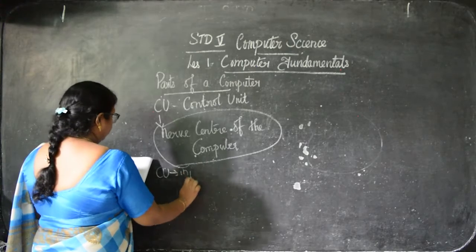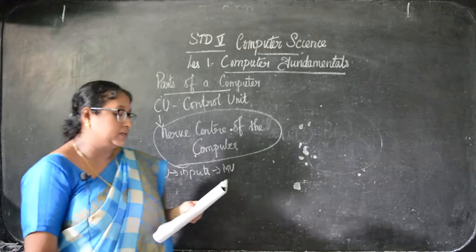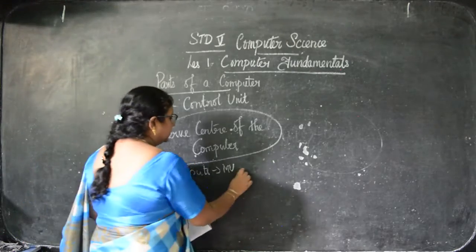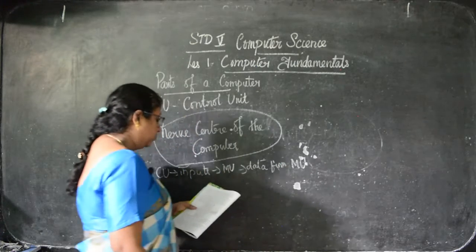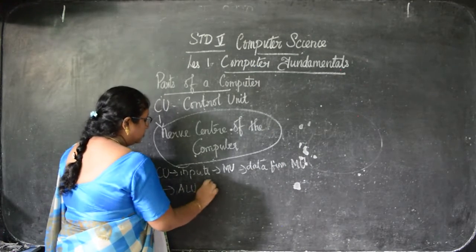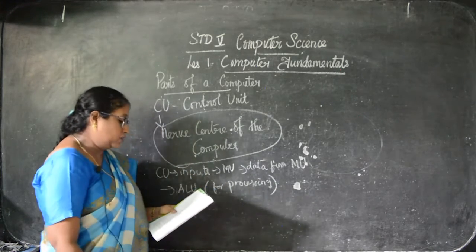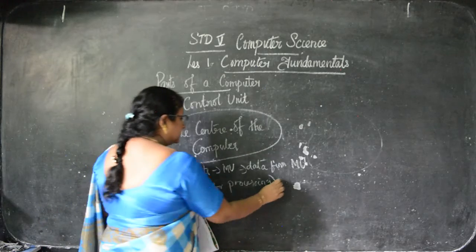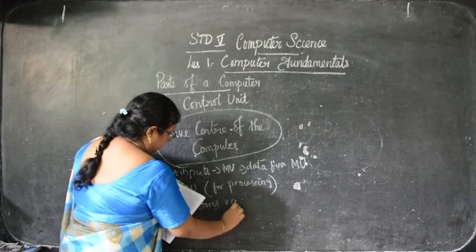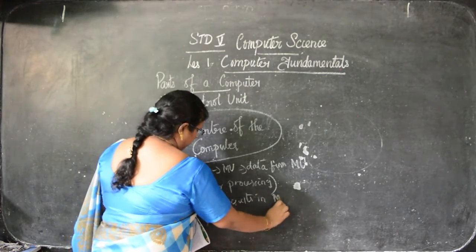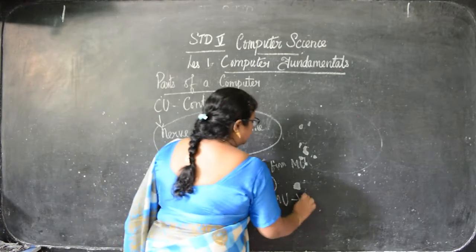CU directs the inputs to the where? To the memory unit. Here the CU interprets the instructions and transfers the data from MU to the ALU for processing. Then what happens? After processing the data, the CU stores the results in MU again. From there it is sent to the output unit.